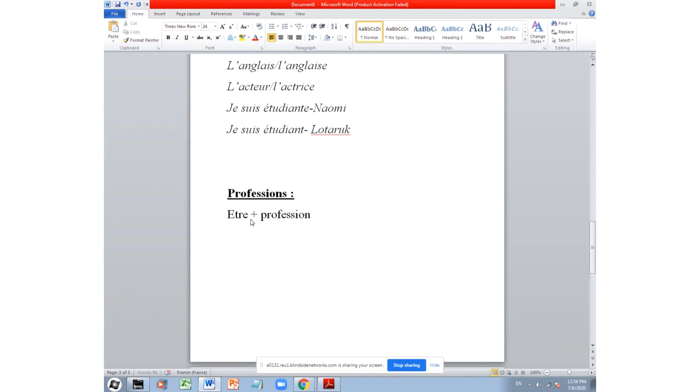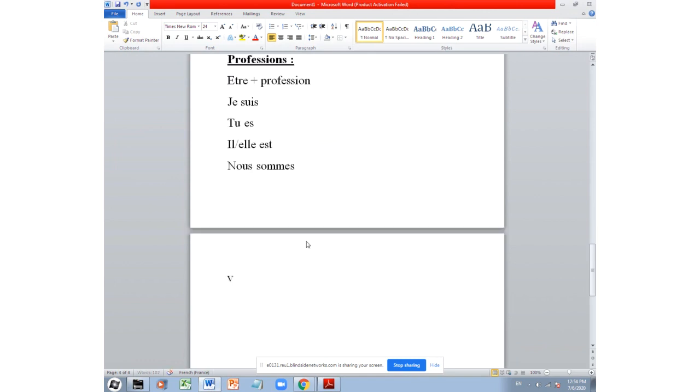So here, how would we conjugate the verb to be? Remember this verb. Professions are accompanied by the verb to be. So remember, we say je suis, tu es, il, elle est, nous sommes, vous êtes, ils ou bien elles sont. That's the conjugation of the verb to be. Don't you remember?